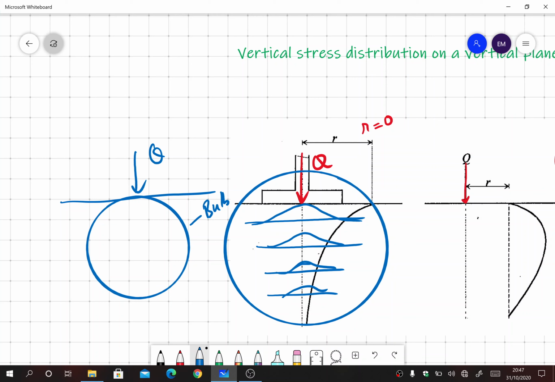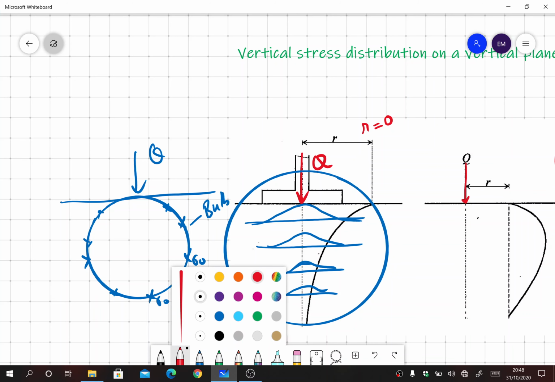Okay. So, at any point on the bulb, the value of stress, or sigma naught, will be constant. Okay. And interestingly, you can plot as many pressure bulbs as you want. For example, this is Q. So you want to find out the pressure bulb of different intensities. For example, I can plot the pressure bulb.